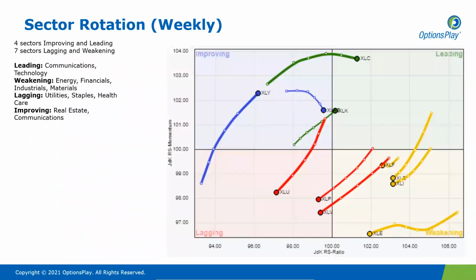Okay, taking a look at sector rotation, we now have 4 sectors in the improving and leading category and 7 in the lagging and weakening category. And some pretty interesting rotation that we've seen. Communications did move into the leading category last week, providing some leadership.